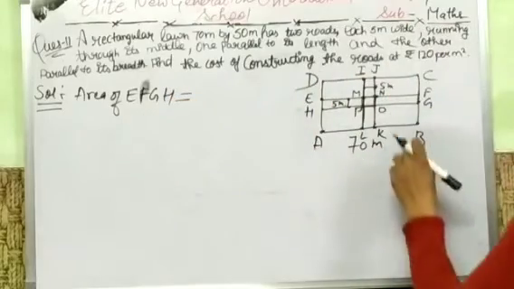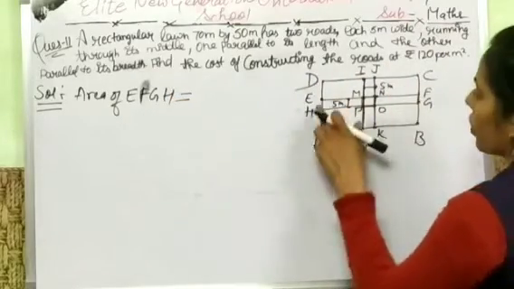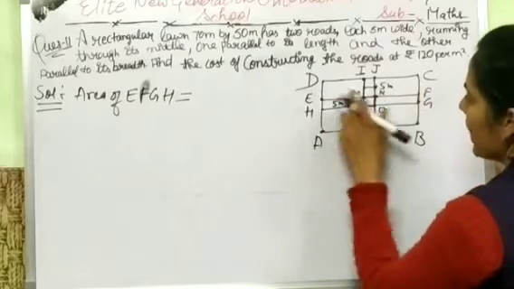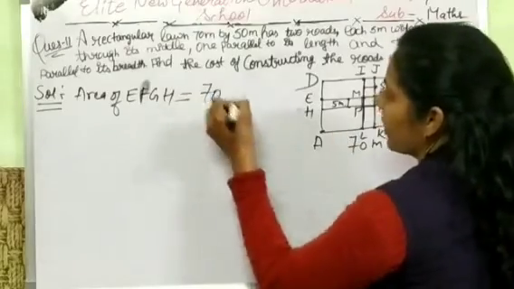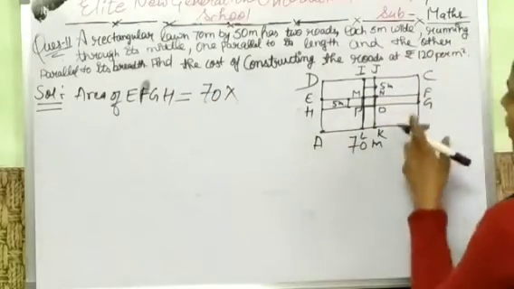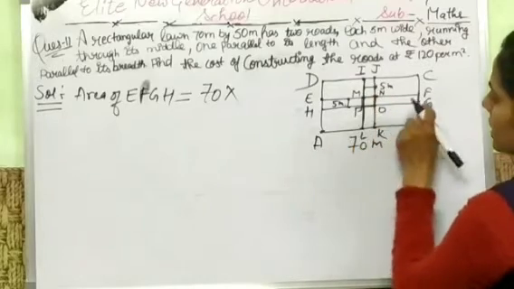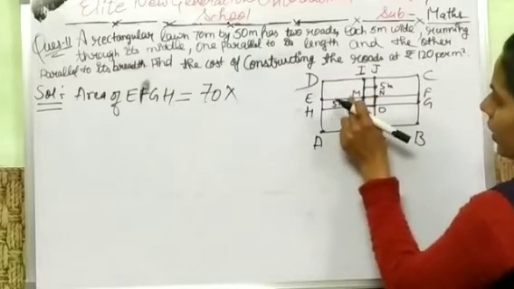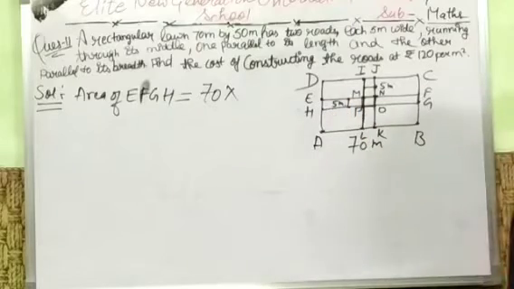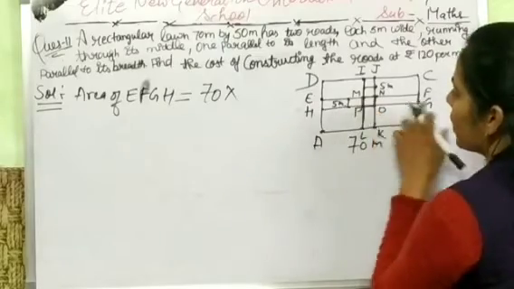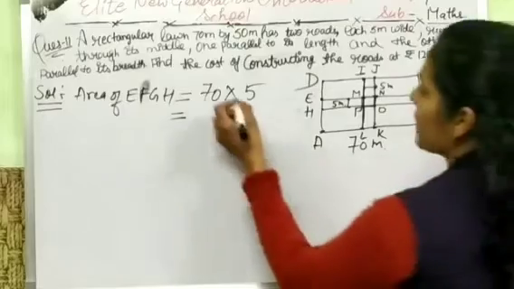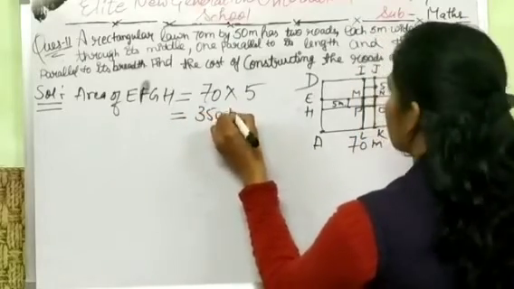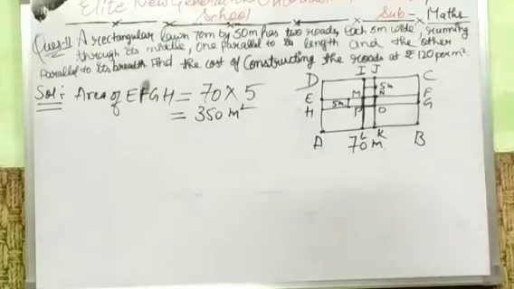Area is length into breadth. The length of this road is HG, or you can say EF, and HG is equal to AB, so we can easily write here length is 70 meter. And this is the breadth. This road is given as 5 meter wide, so it means this one is the breadth of this road. So here 5. When we multiply, we get 350 meter square. This is the area of EFGH.